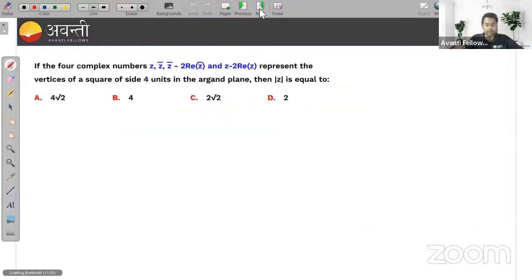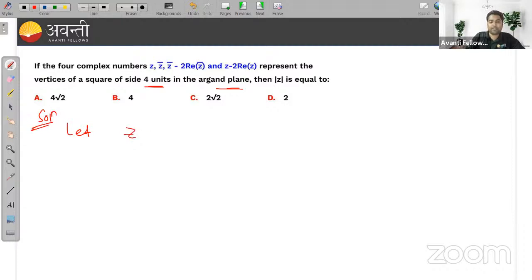Let's move to one question, guys. Here you have a question from 2020 JEE Mains. If the four complex numbers z bar, z bar minus 2 times real of z bar, and z minus 2 times real of z represent the vertices of a square of side 4 units in the Argand plane, then you need to find the modulus of that complex number. Clear?